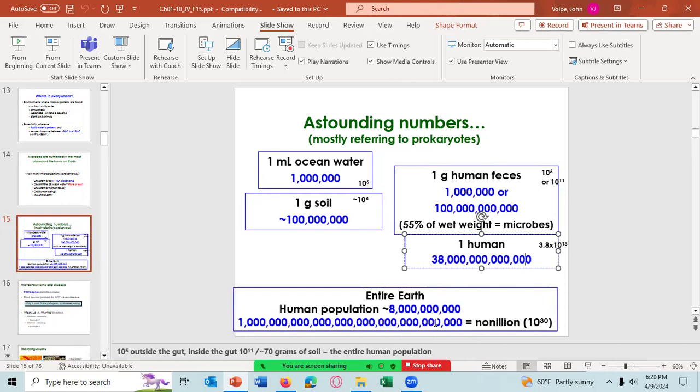On the entire Earth, we have 1 nonillion microbes. That is 1 with 30 zeros after it. For comparison, the human population is around 8 billion. Much smaller than a nonillion. Any questions?